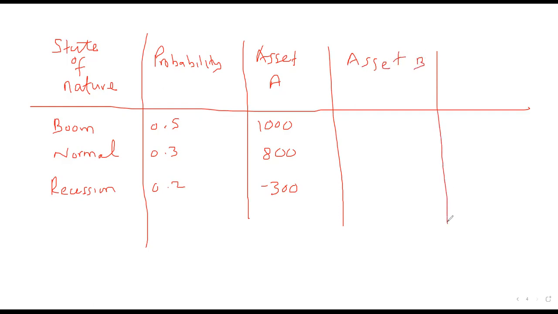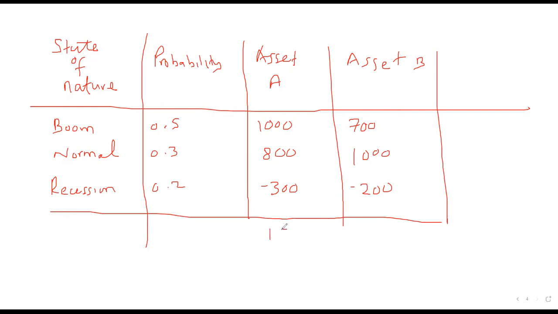here we have maybe 700 here, then minus 200 here, here we have 1,000 here. Each of these is giving us a total of 1,500. But what we don't know is which of these two has more risk. So we're going to calculate the expected return for each of these. So I'll do asset A and you do asset B.